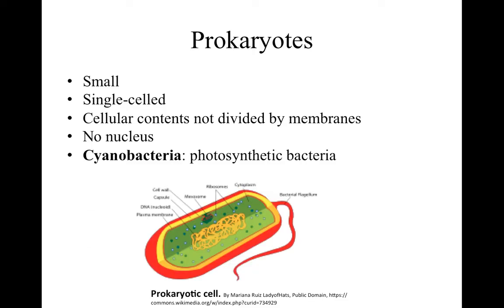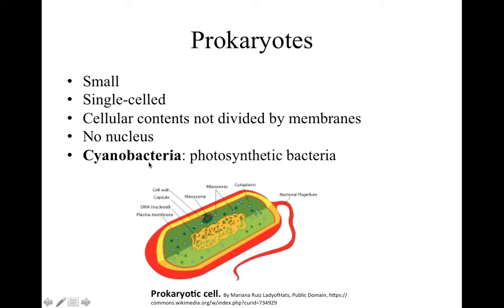So let's start by talking about prokaryotes. Prokaryotes are one of the 2 major lineages of life. They are small, single-celled organisms, and they are comprised of cells, but their cellular contents are not divided by membranes. So everything within the cell is continuous without any membranes to separate it. There is no nucleus. You can see that there is DNA, but it is not separated by membranes from the remainder of the cell.